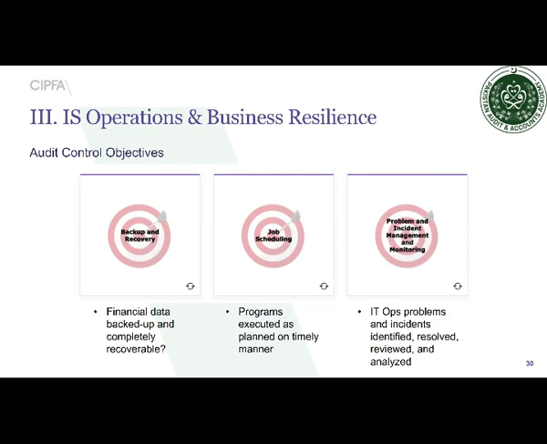Job scheduling means programs are executed in a planned, timely manner. IT operation problems and incidents are identified, resolved, reviewed, and analyzed. So it's basically explaining what each means.